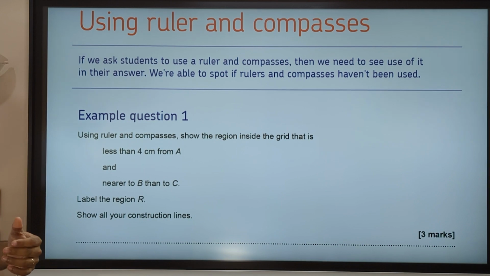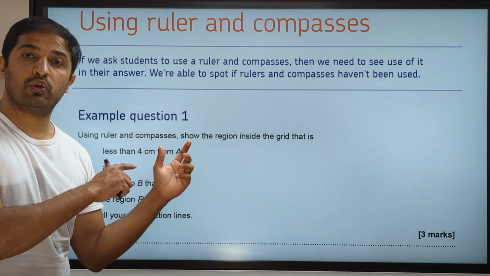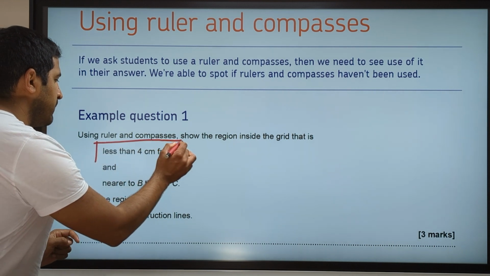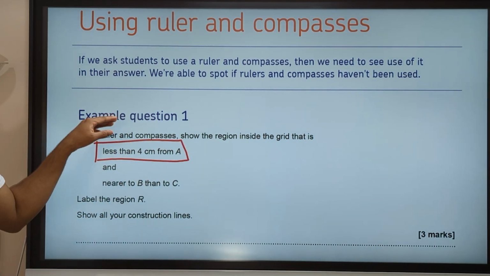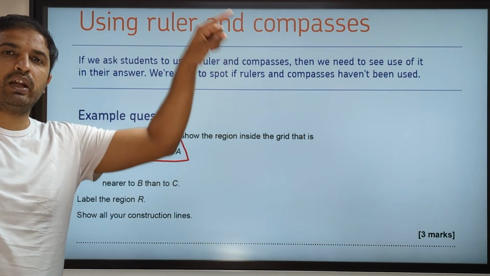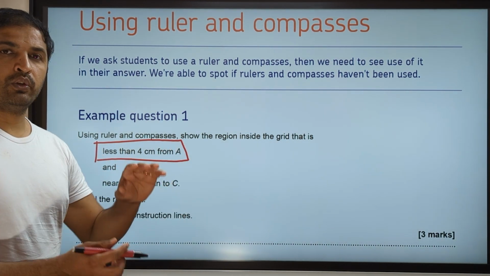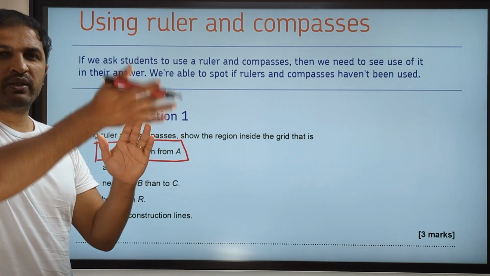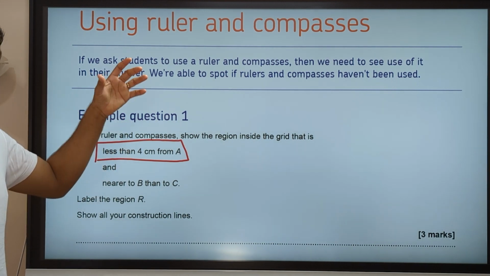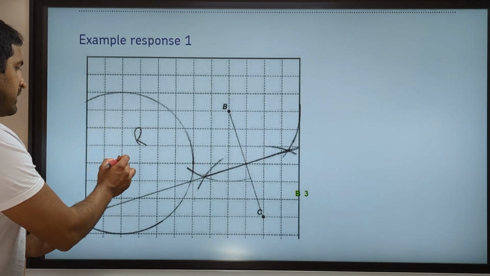Using ruler and compasses. In this case here, I'm not going to do that right now, I'm just going to show you where the marks come from here. It says to draw a region which is less than 4 centimeters away from A. So we need to draw the circle that's in the 4 centimeter area. Okay. And then nearer to B than C. So if you have B and C, you need to go towards B. So you need to draw the line which is exactly the same distance away from B and C. And then you look at the area towards B. So the first response is that, then the 4 centimeter lines.